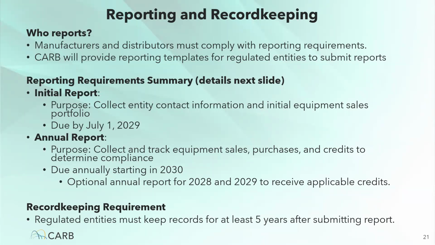The second stage of reporting requirements would be annual reports that will allow CARB to account for all equipment sales, purchases, and credits to determine regulated entity compliance. These would be due starting in 2030. To receive any credits with pre-2030 information, early reporting for 2028 and 2029 would be required to earn credits.